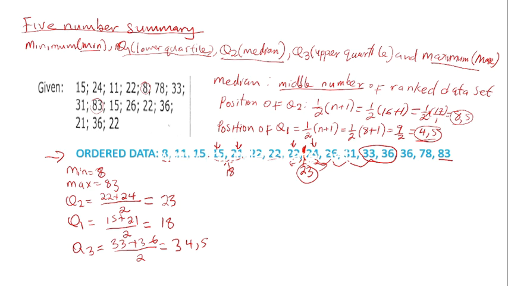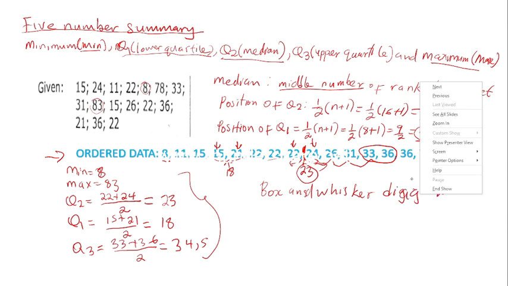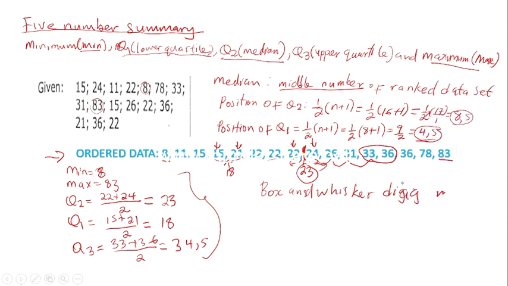So now you will need to use this data that we've collected here, we've called 5-number summary, to draw a box and whisker diagram. The box and whisker diagram.